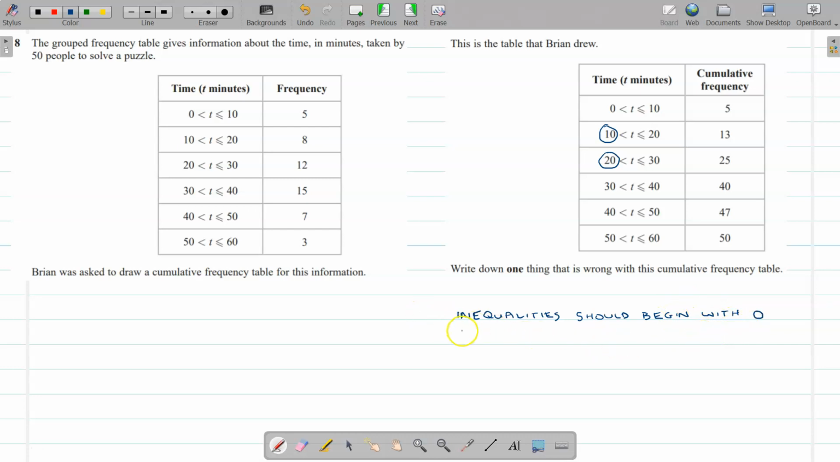You could give an example if you wanted to. You could put, for example, 20 less than t less than 30 should be, okay, and just put 0 less than t less than or equal to 30. So if you give an example, in fact, you could just do that alone and that would be enough. So there's more than enough there to get that mark.